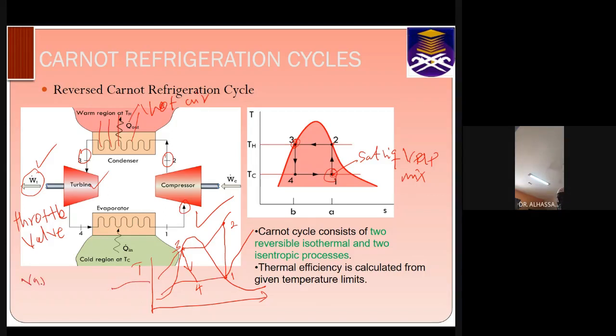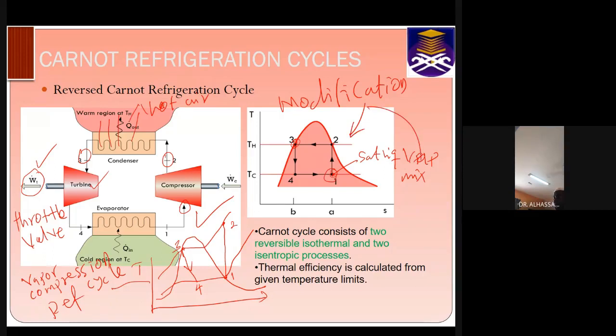Vapor compression refrigeration cycle. You understand me? So a modification of this cycle gives us what we call the vapor compression refrigeration cycle. Okay, so what is the classical difference?